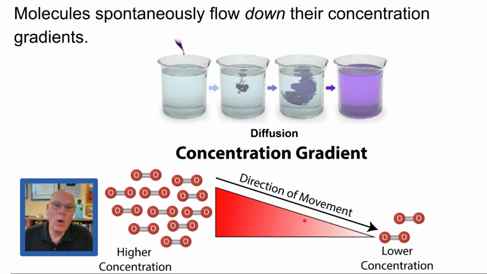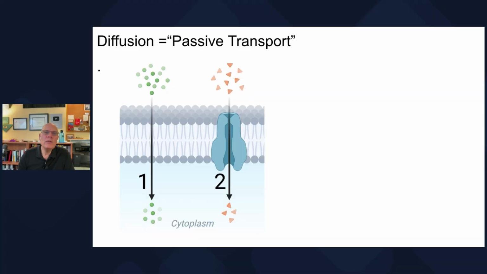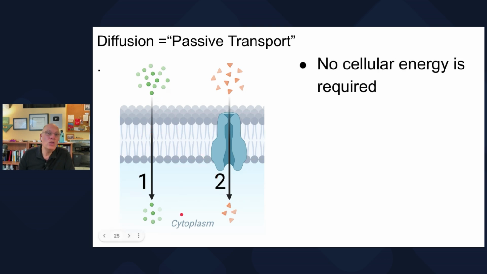It's like a ball rolling down a hill. You don't need to add any extra energy. The energy is already there in the kinetic energy of the diffusing molecules. Diffusion is known as passive transport. Things are going from more concentrated to less concentrated. No cellular energy is required.